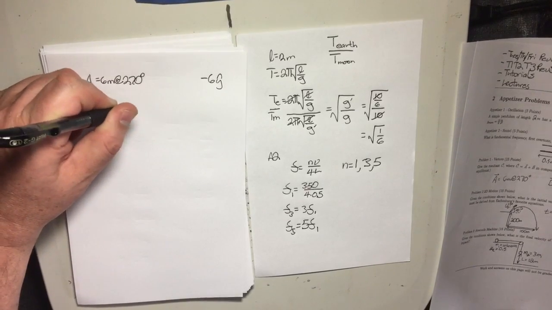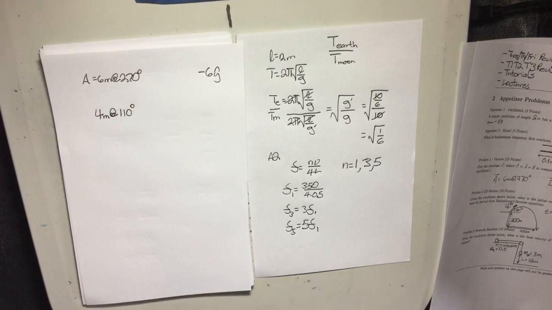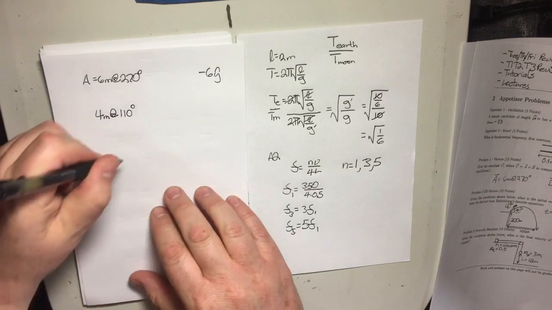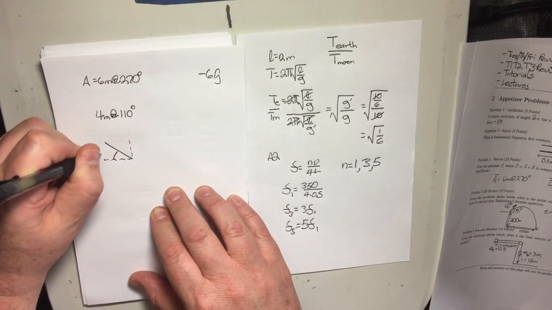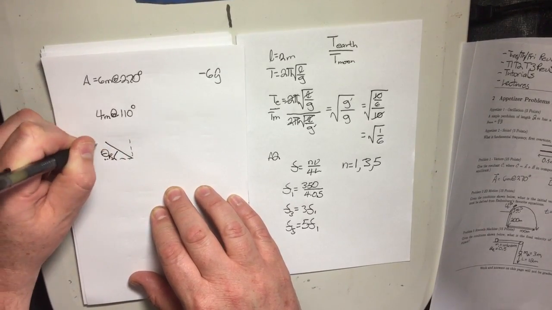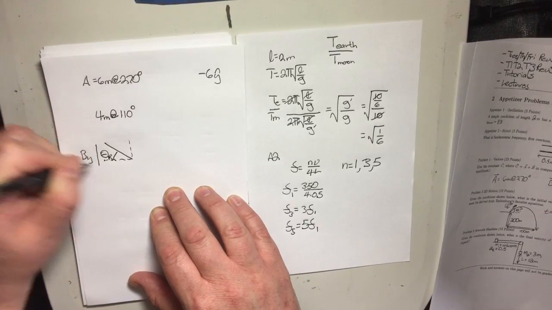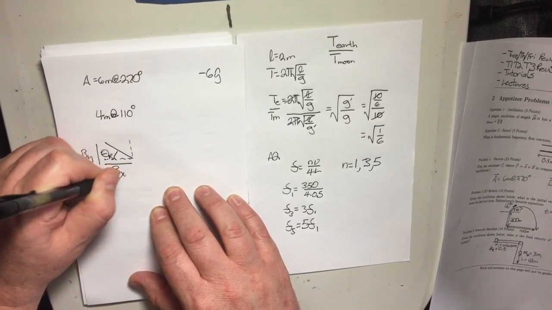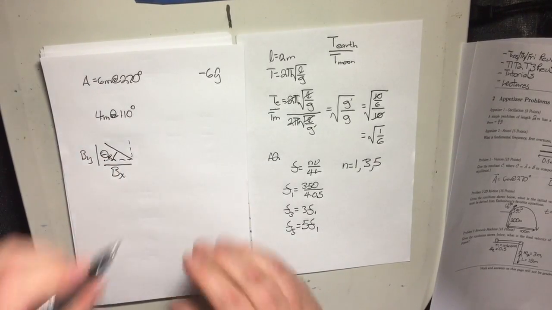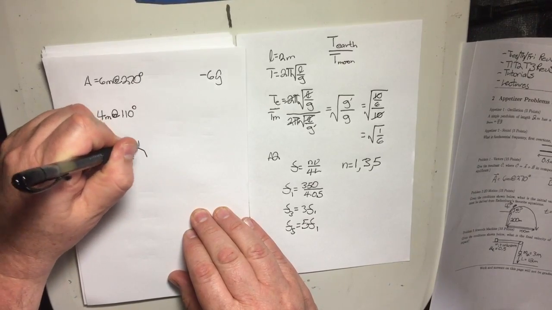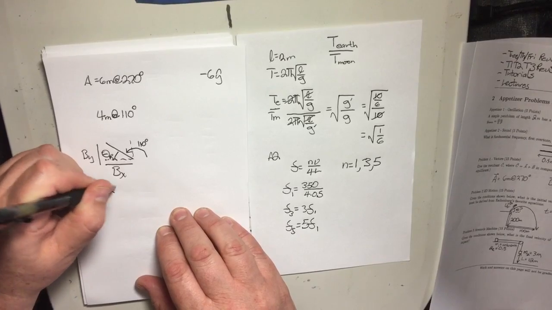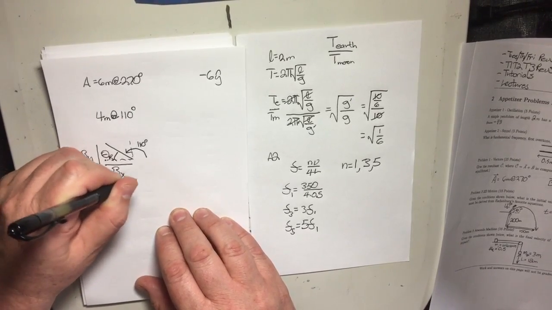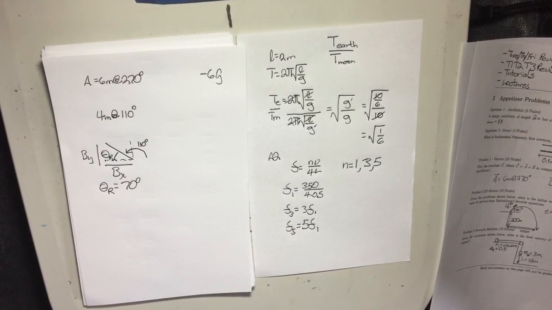I gotta break this thing down into components. 110 is a what quadrant vector? Second. You draw a generic second quadrant vector. If the absolute angle is 110, what's my reference angle? 70. Because 110 plus 70 is 180.